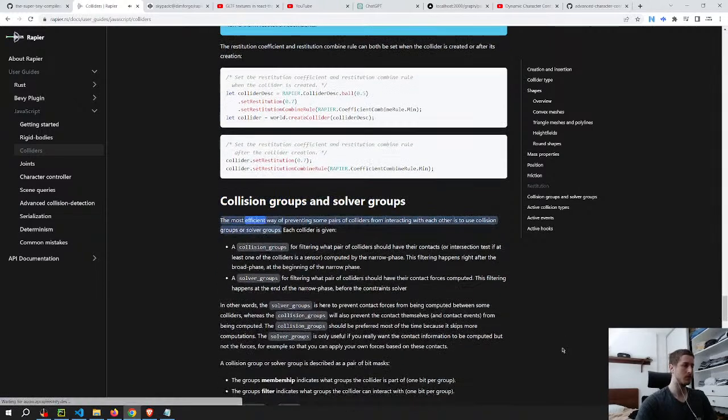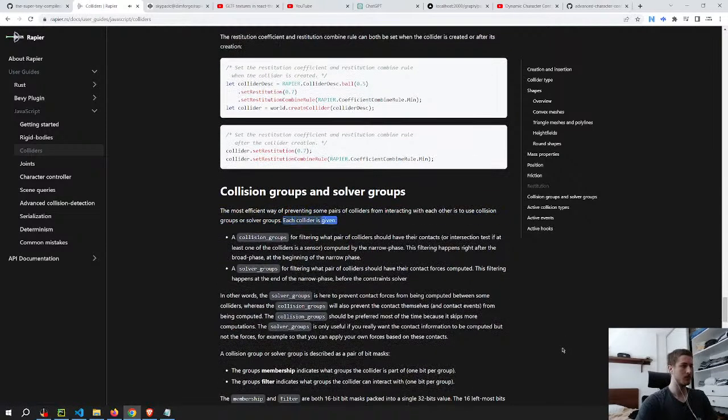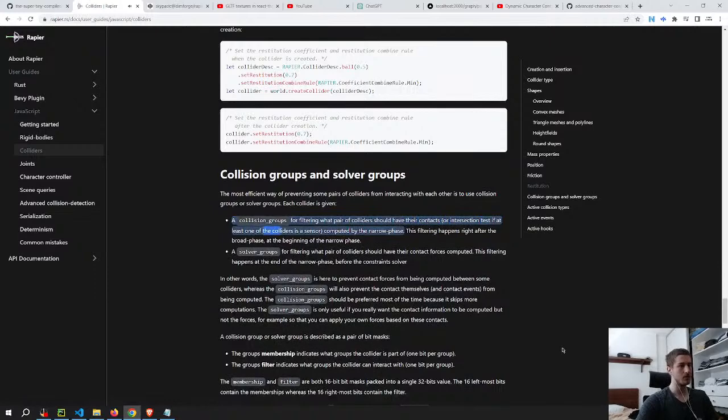Collision groups and solver groups. The most efficient way of preventing some pairs of colliders from interacting with each other is to use collision groups or solver groups. Each collider is given a collision_group for filtering what pair of colliders should have a contact or intersection test, when at least one of the colliders is a sensor, computed by the narrow phase.